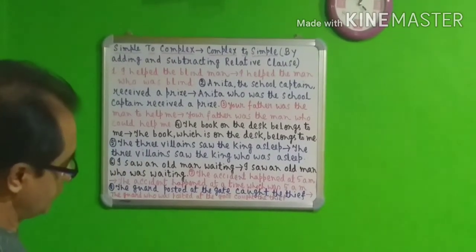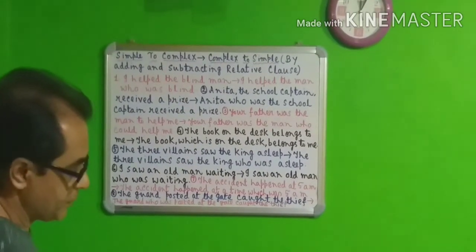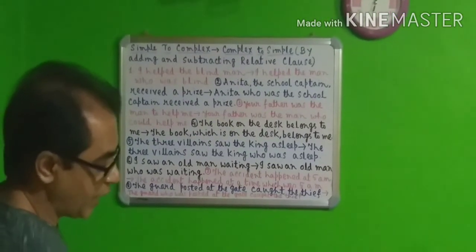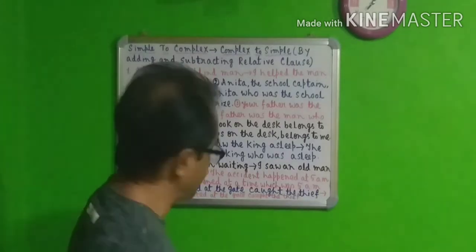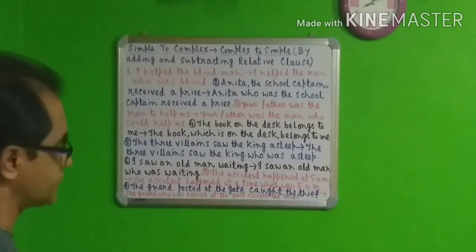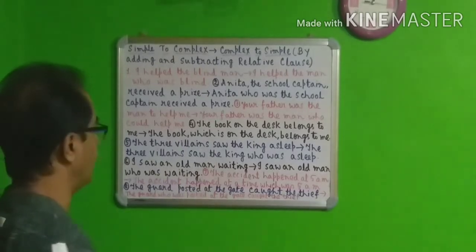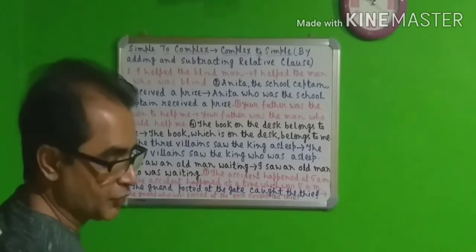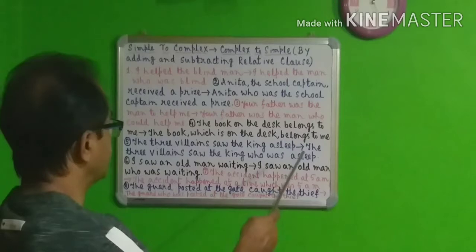Let's go to example number 5. Here we have to find the correct noun and put the relative clause after it. We have to put the relative clause after the correct noun. The sentence is, the three villains saw the king asleep. What is the verb here? Saw. It's a simple sentence. How can we make it a complex sentence, adding an adjective clause or relative clause, in this way.